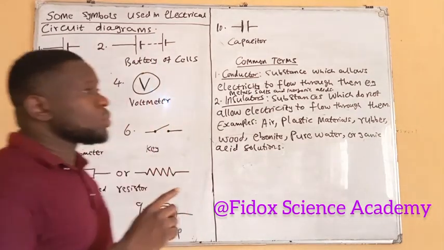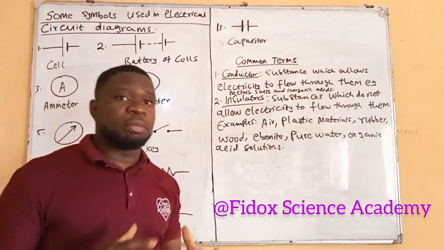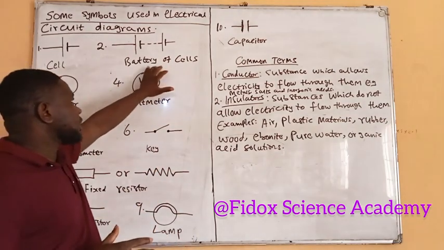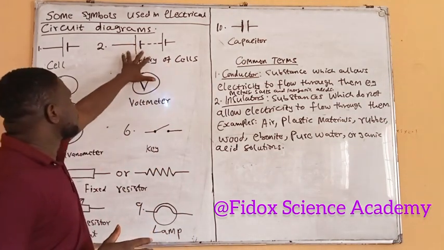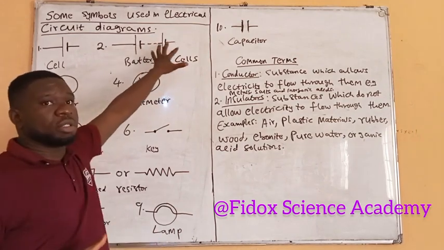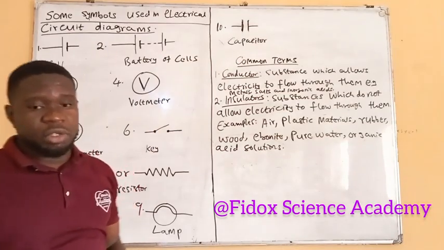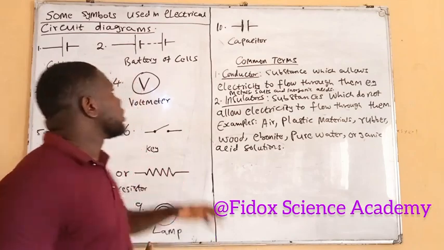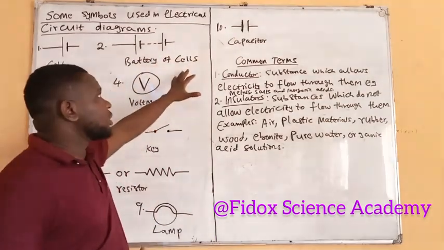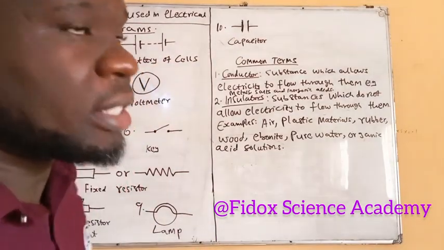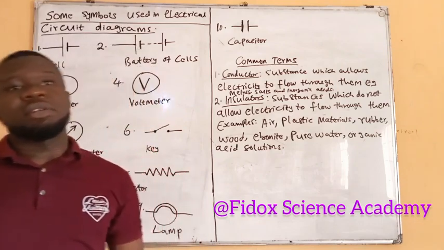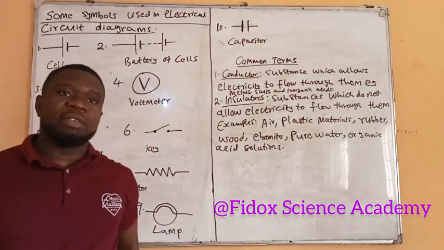one unit, but once you have more than one cell in a system, then you say that you have a battery of cells. So you can say this symbol represents more than one cell. Once it's more than one cell, then you have a battery. You call it a battery of cells. So there are two different types of cell. We have the wet cell and we have the dry cell.